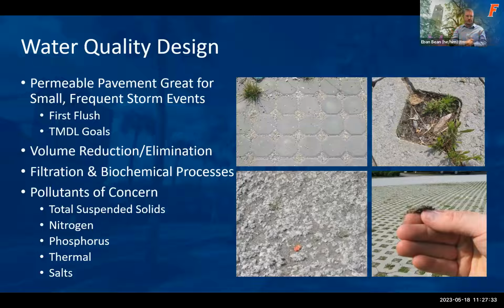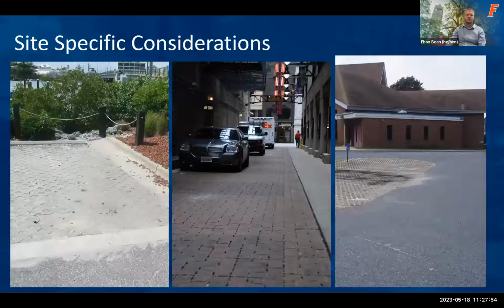Thermal pollution is another, more specialized type of pollutant in certain areas where, particularly in the summer, the high temperature of runoff comes off the pavements. Permeable pavements can be effective at reducing that, as well as trapping salt in certain areas. So it's important to consider the specific site conditions that you have here.